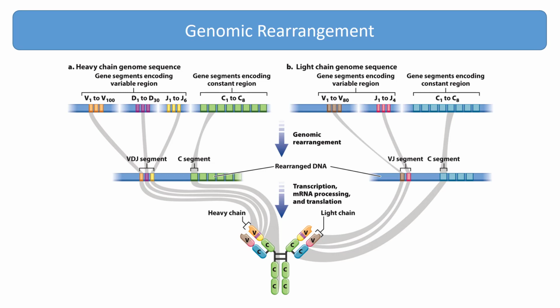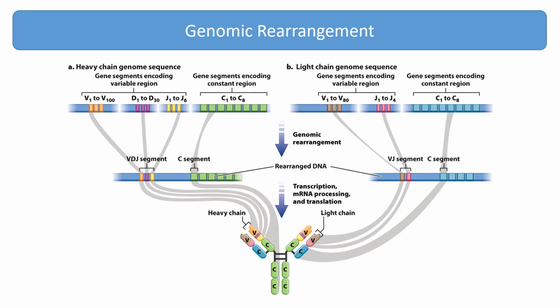Light chain genes, shown to the right, also contain multiple copies of gene segments, except they do not have a D gene segment. The VJ segment encodes the variable portion, and the C segment encodes the constant region. The result of this process is that each B cell encodes a single heavy chain and a single light chain, and each B cell expresses a unique antibody.